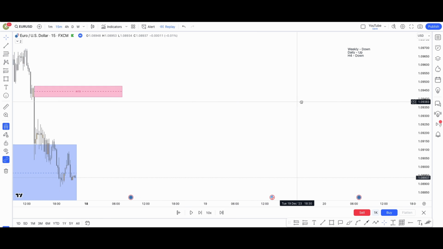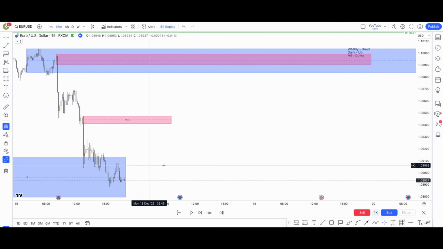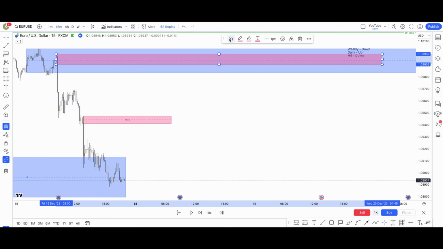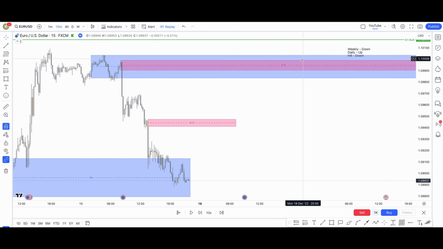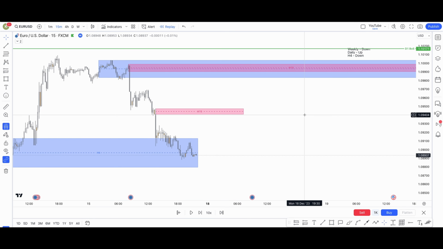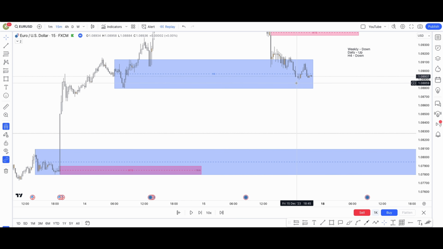So that might play its role at some point if we come to it. And then we'll look below us as well. Okay, so by the way, I don't really care so much what the M15 is doing, what direction it's going in. Of course, it's helpful, especially when you're trying to follow things with exact structure.